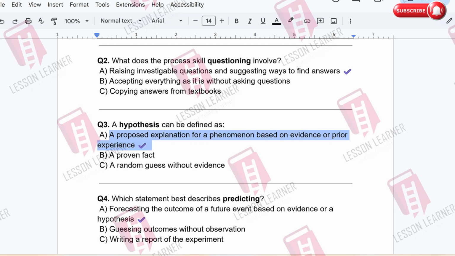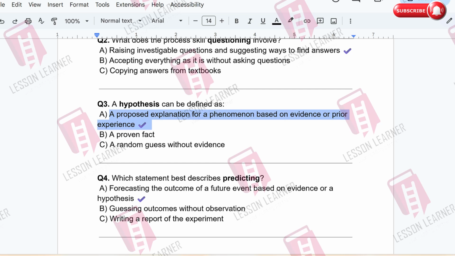Next is: which statement best describes predicting? Forecasting the outcome of a future event based on evidence or a hypothesis.